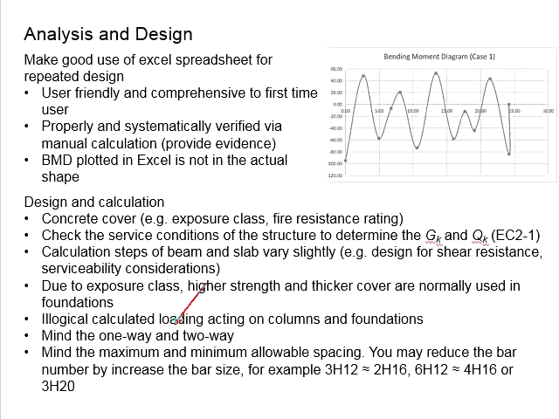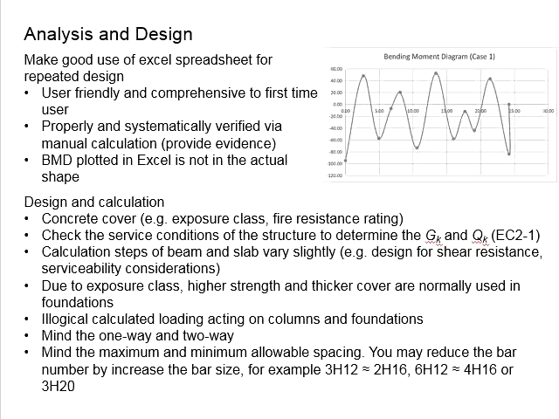You need to mind the one-way and two-way slab. Always check the aspect ratio of the slab, Ly per Lx. When the Ly per Lx ratio is more than 2, that means this is a one-way slab, and when it is less than 2, that means it will be a two-way slab. Check the maximum and minimum allowable spacing, and be careful, especially for beam sections with limited width such as 150 mm. Sometimes if you have 3 reinforcement bars running concurrently, there could be limited space for the flow of the concrete during the casting.